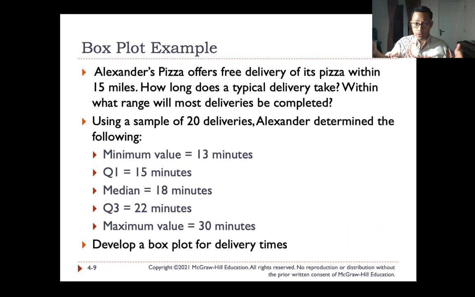The highest value in your box plot will be 30 minutes. And then you have the first quartile of 15, the third quartile of 22, and the median of 18. So you're going to have an enclosed region between 15 and 22 with a median of 18. Okay, so now let's look at the box plot.